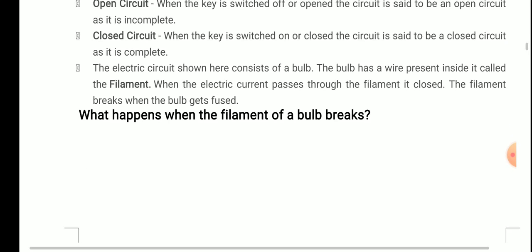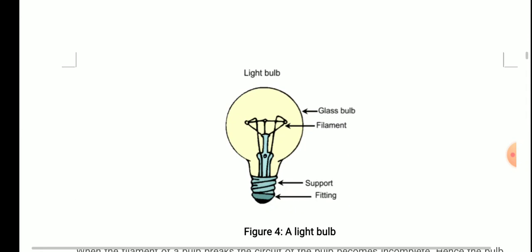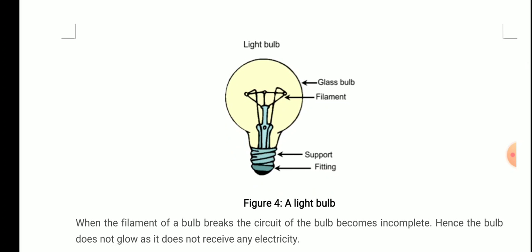Now next is what happens when the filament of a bulb breaks. You can see the diagram of a bulb. You can see it consists of a glass bulb. Inside there is a filament, then the fitting and the support. So we are discussing what happens when the filament of the bulb breaks.